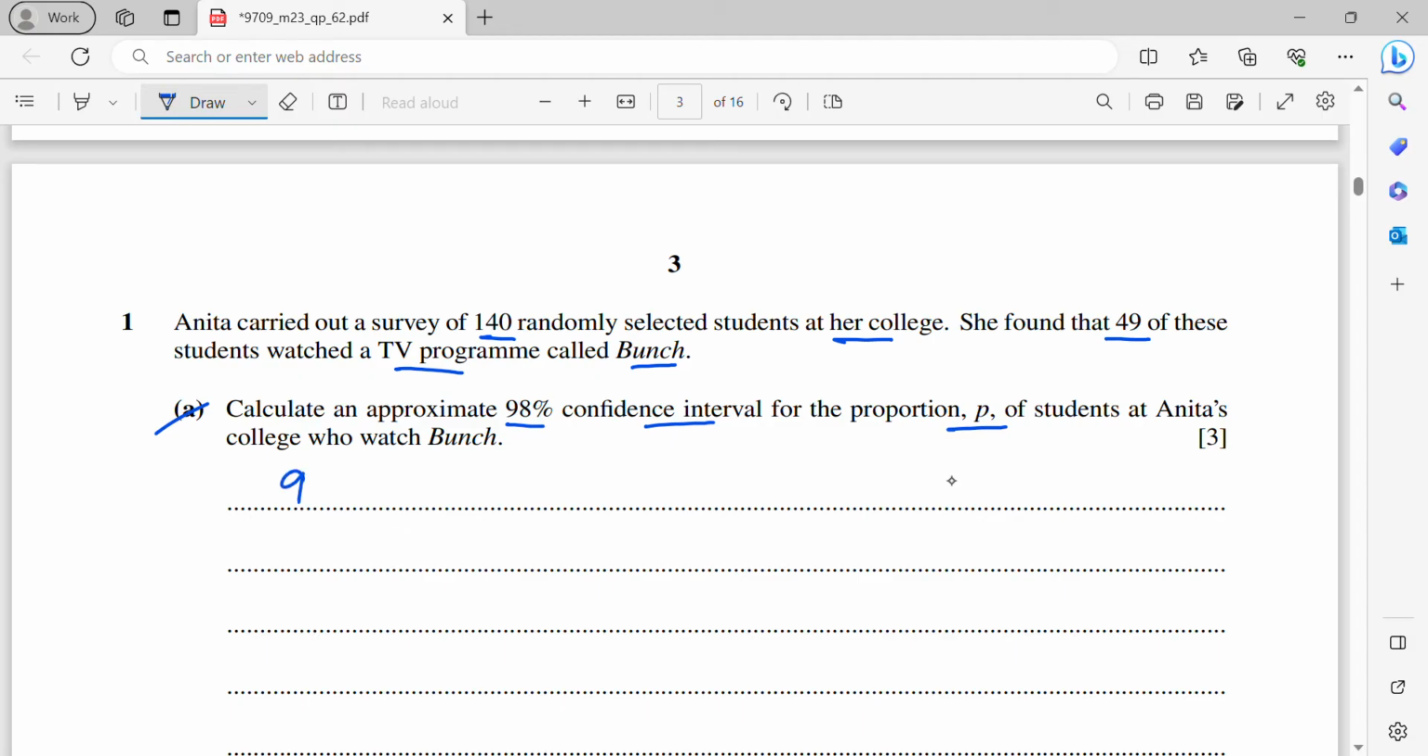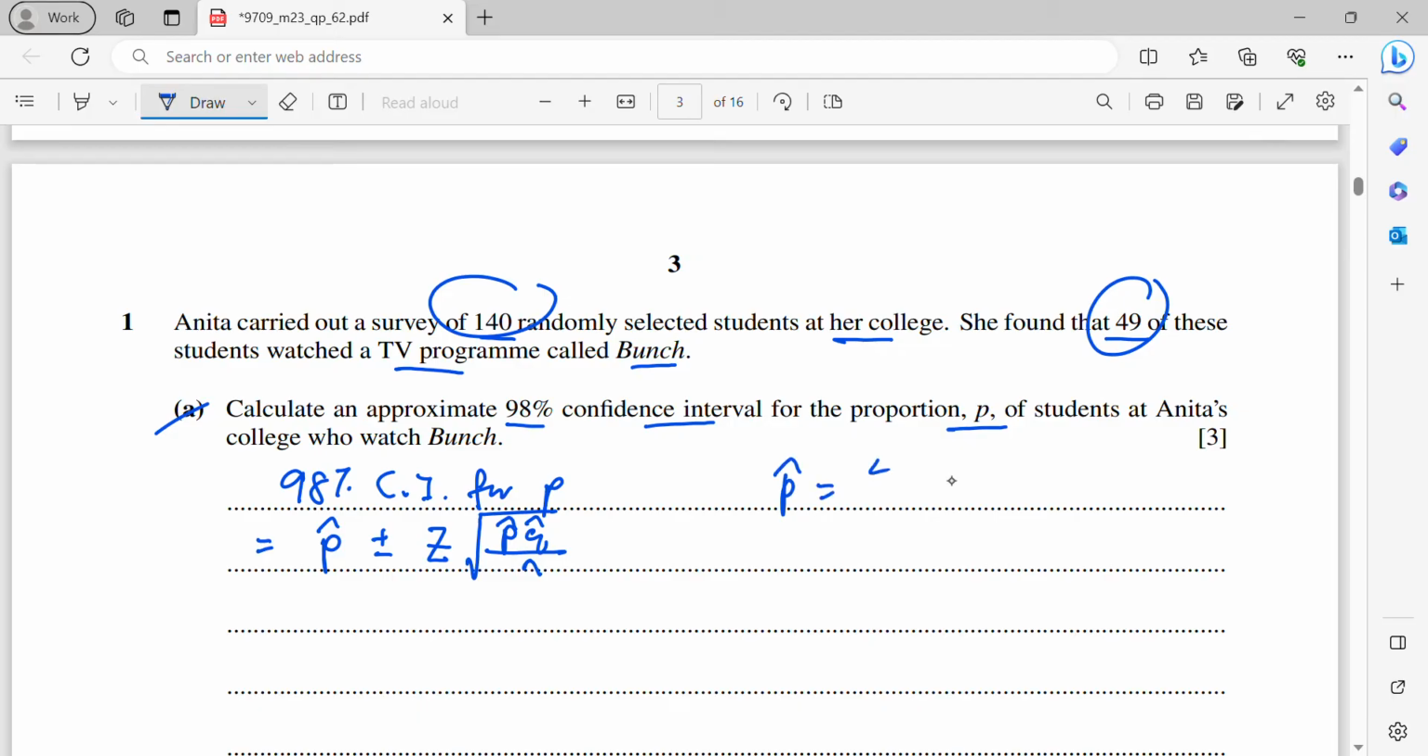Alright, so now the solution is 98% confidence interval for P, for proportion. The formula is going to be P hat plus minus Z square root of P hat Q hat over N. Okay, so for information, it's mentioned that 49 out of 140 watched the program. So that means P hat is going to be 49 over 140. Then this can be simplified into 7 over 20, and hence your Q hat in the formula is 1 minus P hat. That means it's 1 minus 7 over 20, then you will be getting 13 over 20.